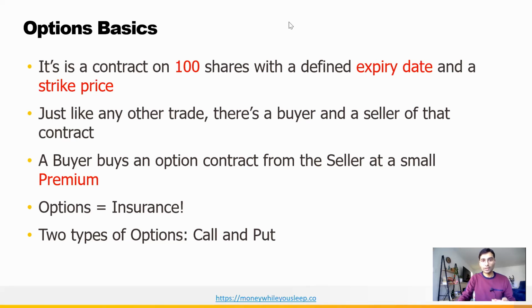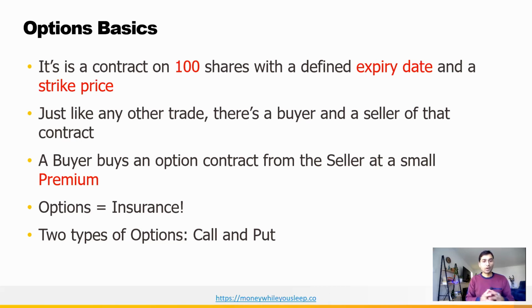So every time we are talking about one option contract, it includes 100 shares. An option has an expiry date and a strike price. And just like any other trade, there is a buyer and a seller of that contract. The buyer buys an option, the seller sells that option at a premium, and that premium is the option price we talk about. Options work just like insurance, as we discussed last week.